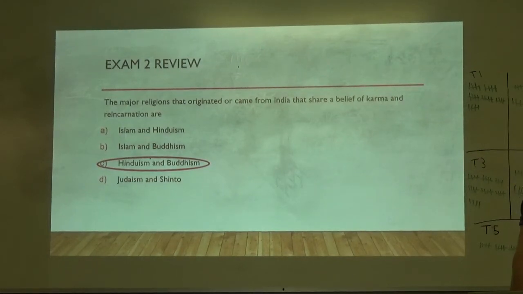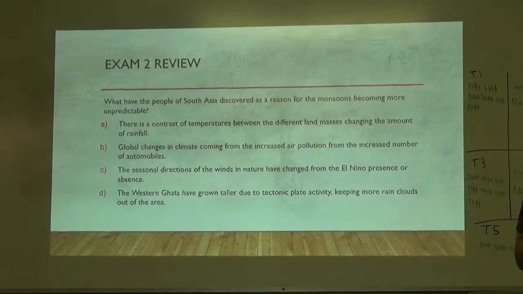Alright. What have the people of South Asia discovered as a reason for the monsoons becoming more unpredictable? Is it A, there's a contrast of temperatures between the different land masses changing the amount of rainfall, B, global changes in climate coming from the increased air pollution from the increased number of automobiles, C, the seasonal directions of the winds in nature have changed from the El Nino presence or absence, or D, the Western Ghats have grown taller due to tectonic plate activity keeping more rain clouds out of the area?